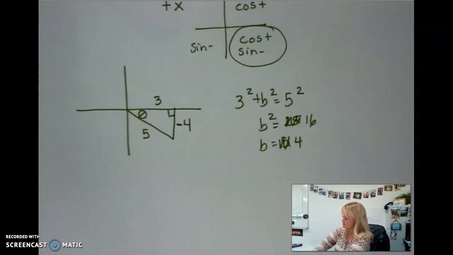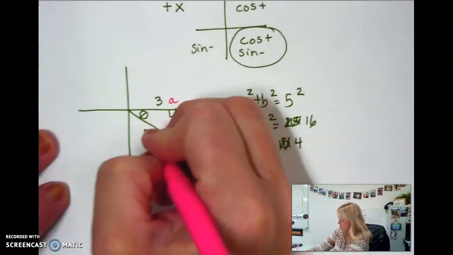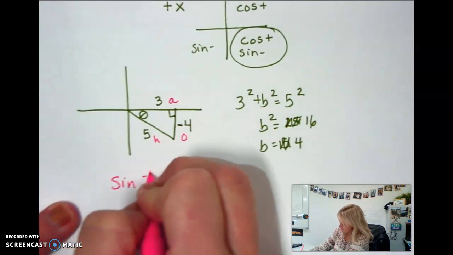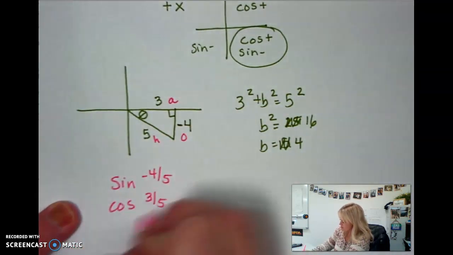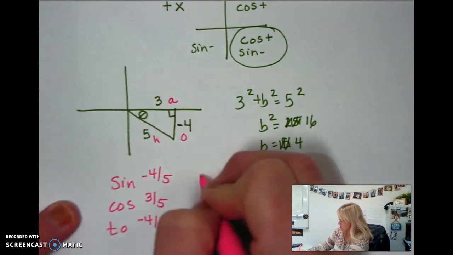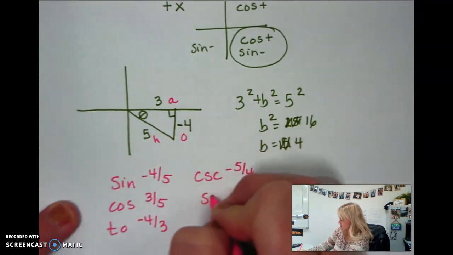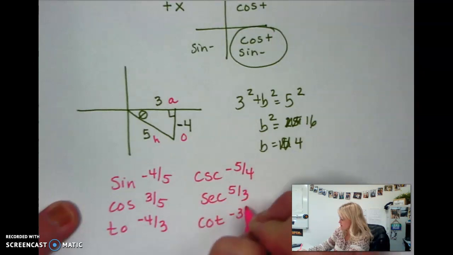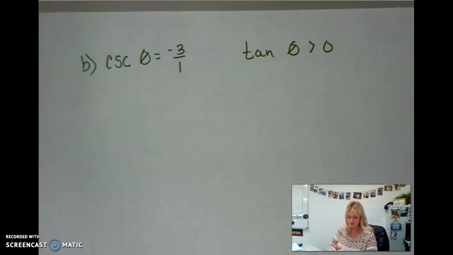So now, if I label the sides of my triangle, this is my adjacent, opposite, and hypotenuse. Sine is opposite over hypotenuse, cosine is adjacent over hypotenuse, tangent is opposite over adjacent, cosecant is the reciprocal, secant is the reciprocal, and cotangent is the reciprocal. So the 6 trig functions. Okay, so let's try this next one here.